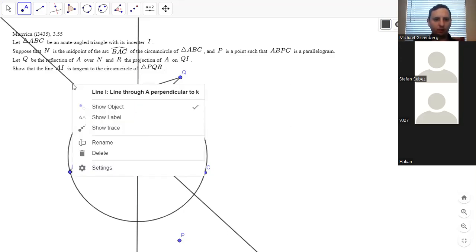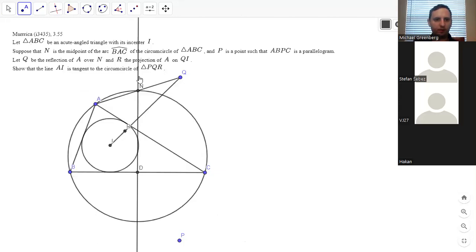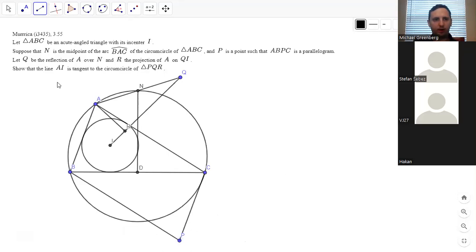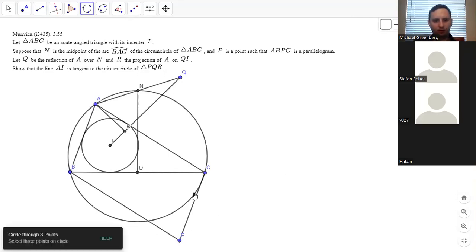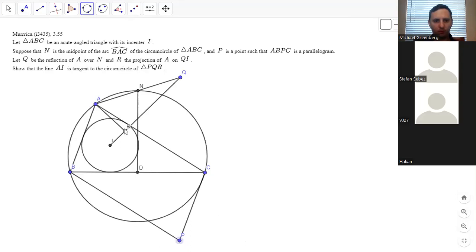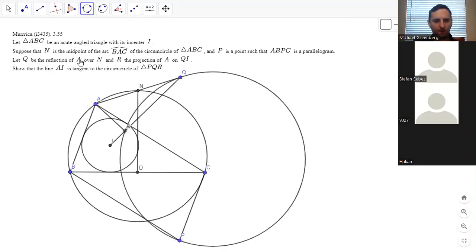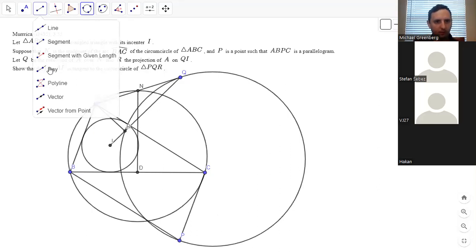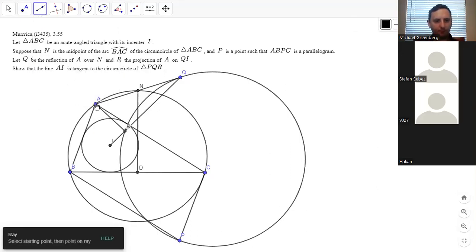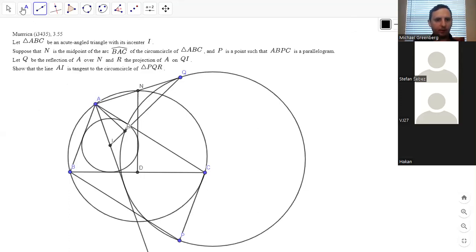It's kind of interesting. All right, let's hide some stuff, add a couple lines. So we have the perpendicular from A to QI. And then P is so that ABPC is a parallelogram. We want to show that AI is tangent to the circumcircle of PQR. All right, let me draw the midpoint of arc BC. Seems like it's going to be used.